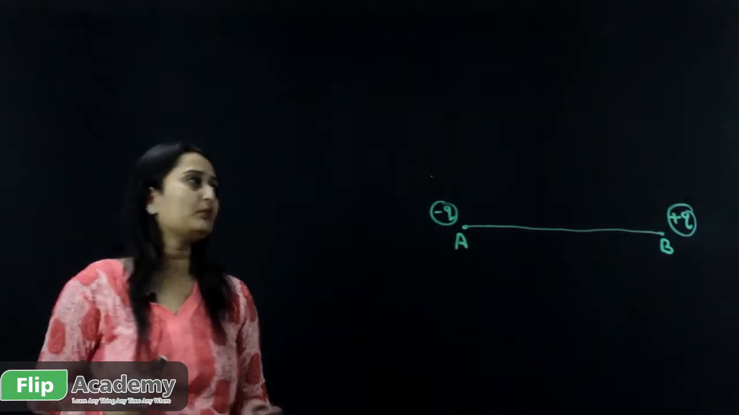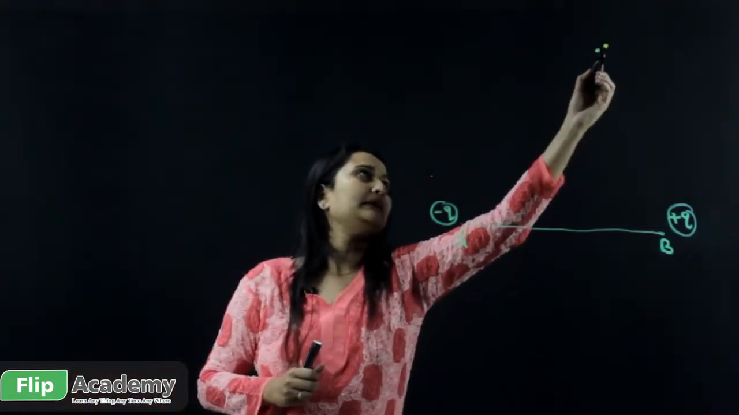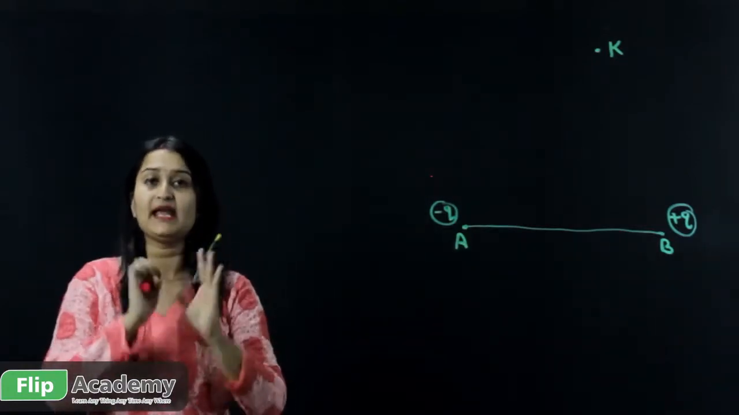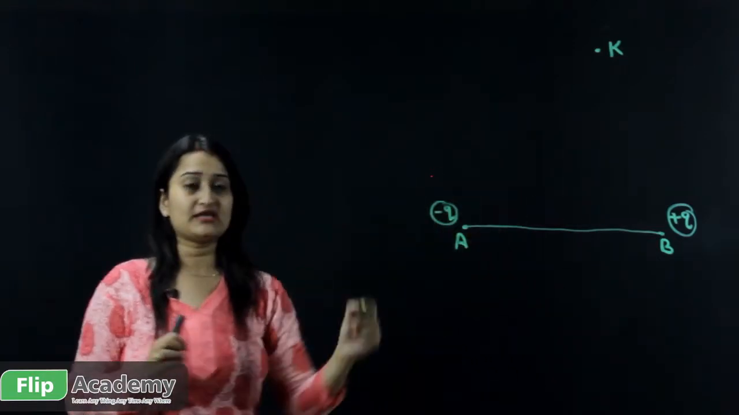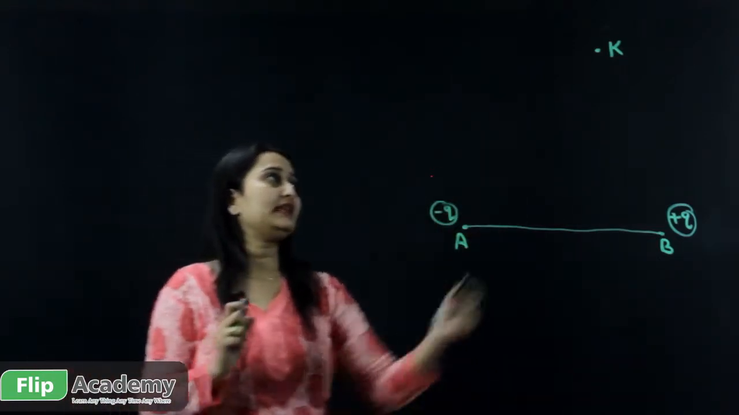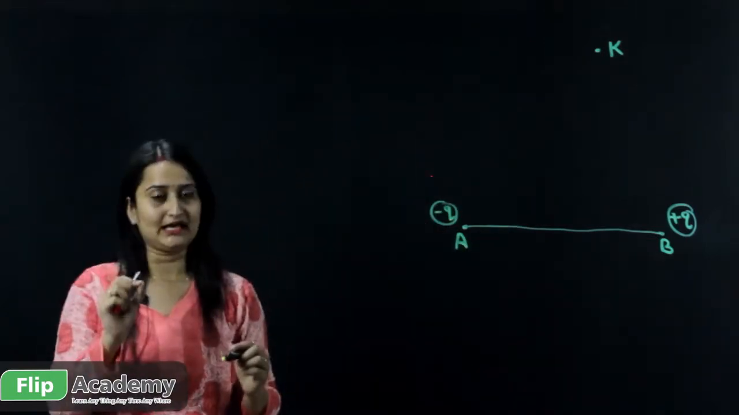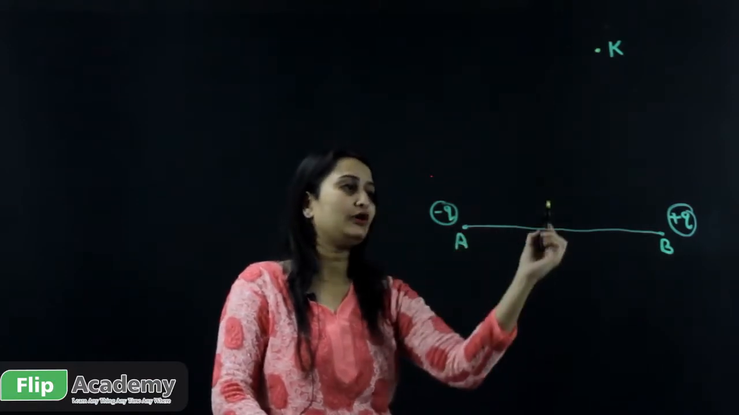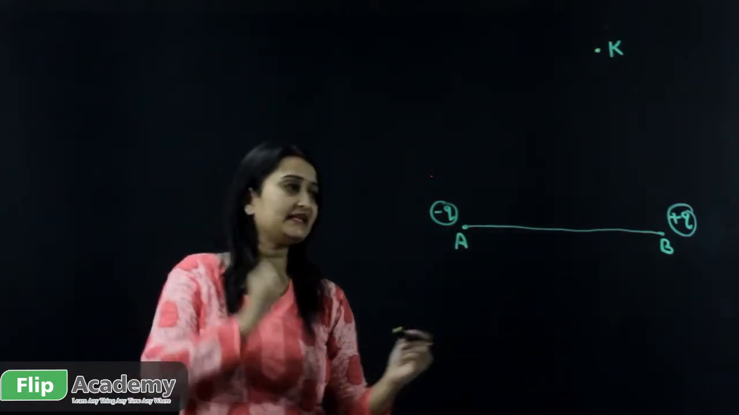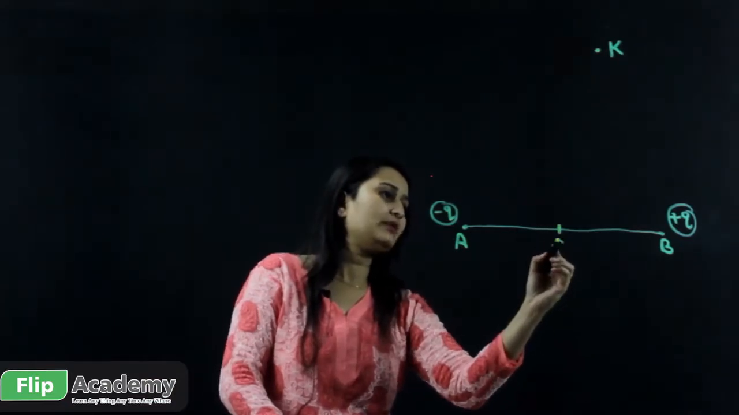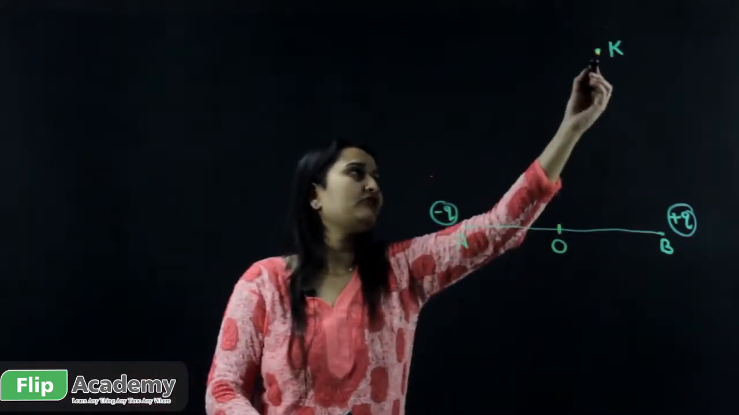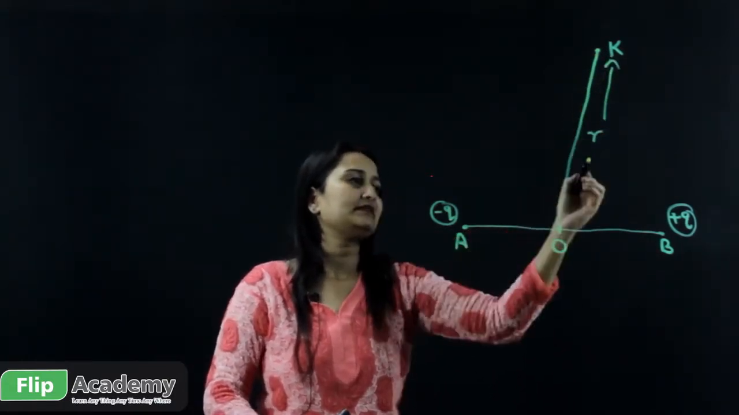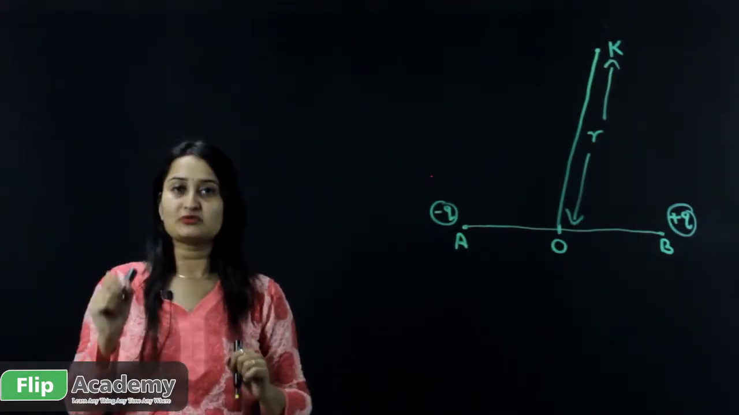Now, there is one point, let's call it capital K. This capital K is placed anywhere around this short electric dipole, and you have to find the electric field intensity at point K. First, let us take the distance of K from the center of the electric dipole. The center of the electric dipole is represented as capital O, and the distance of K from O is given as small r. So, KO is small r.